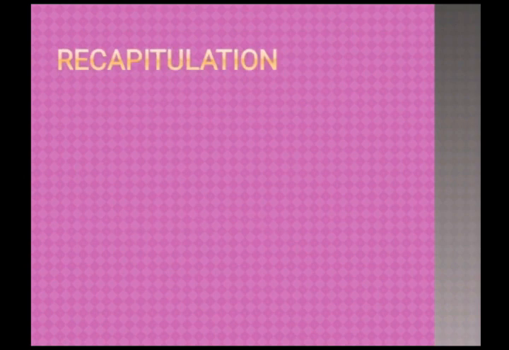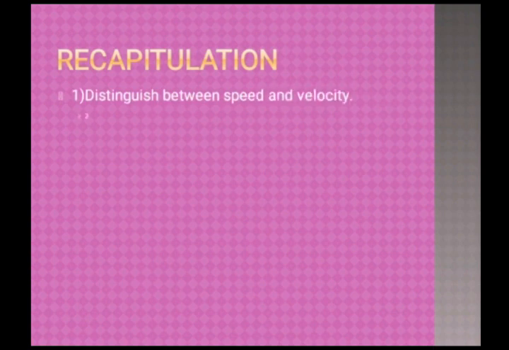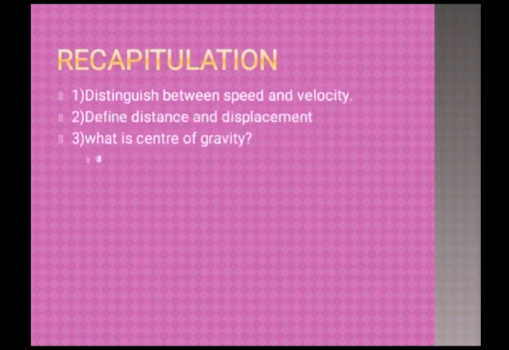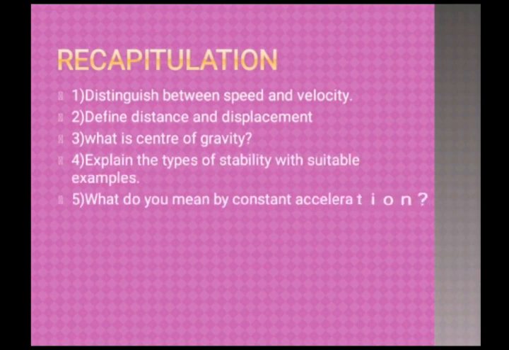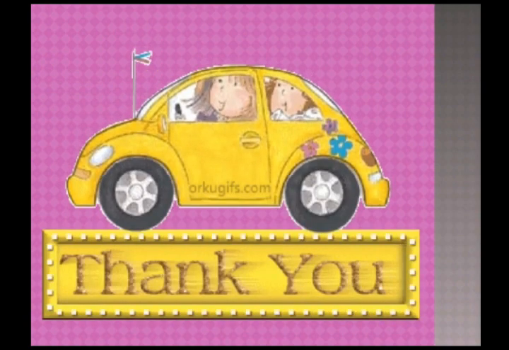Next, recapitulation. First one, distinguish between speed and velocity. Second one, define distance and displacement. Third one, what is center of gravity? Fourth one, explain the types of stability with suitable examples. Fifth one, what do you mean by constant acceleration?